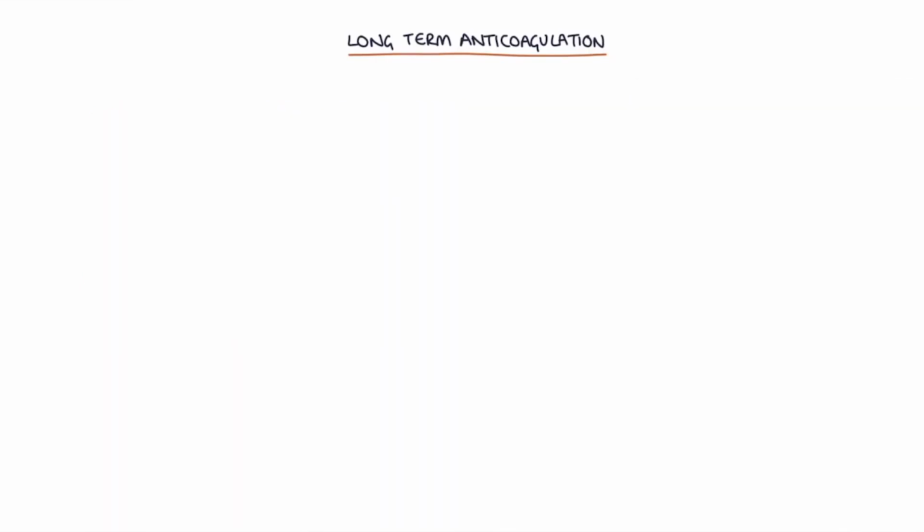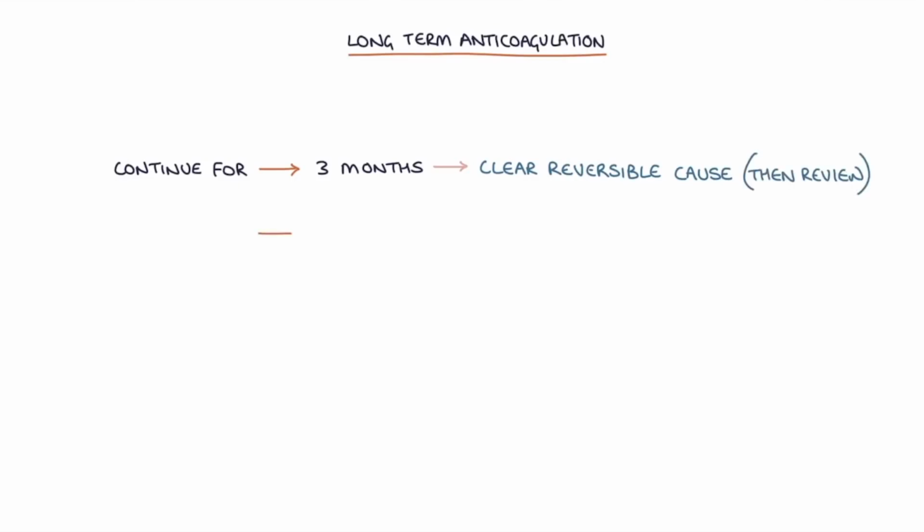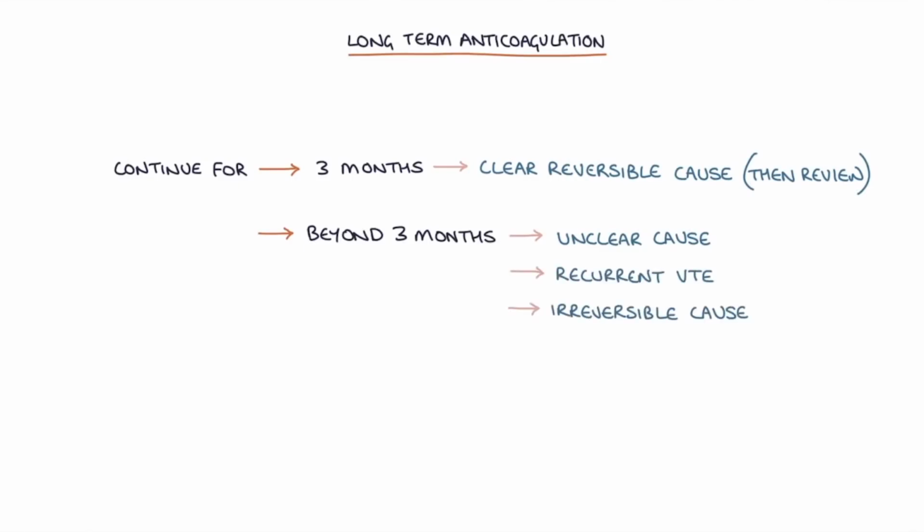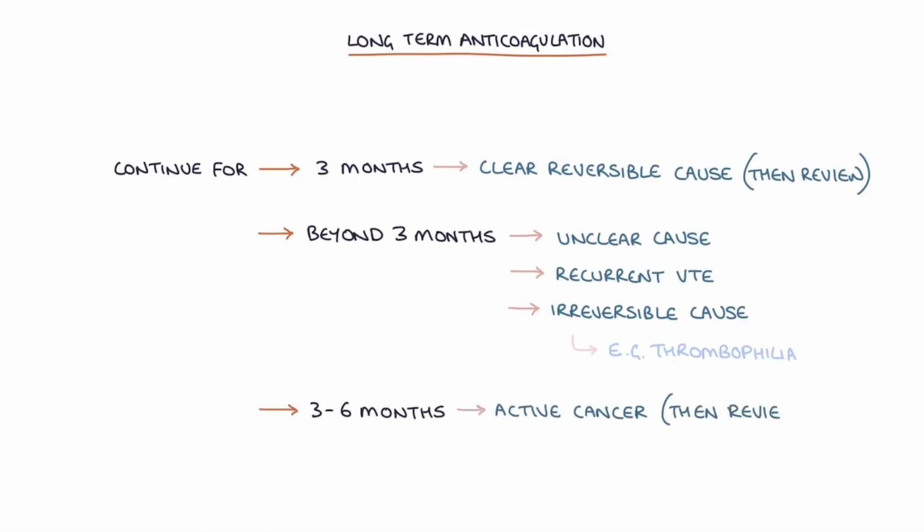Patients with a DVT or a PE should continue anticoagulation for 3 months if there's a clear reversible cause, and then it's reviewed. Beyond 3 months if there's an unclear cause, where there's recurrent venous thromboembolism, or there is an irreversible underlying cause, such as thrombophilia, and often this is 6 months in practice, and for 3 to 6 months in active cancer, and then review.